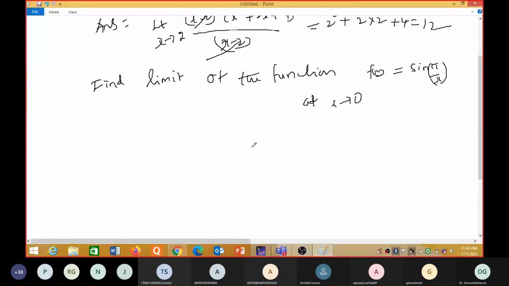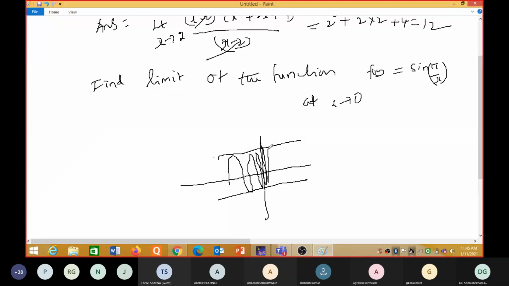I will tell you how the graph actually behaves. This is the x-axis and this is the y-axis. When x approaches 0, the graph is going like this. Nearer the point when x tends to 0, let us see how sin(pi/x) behaves.